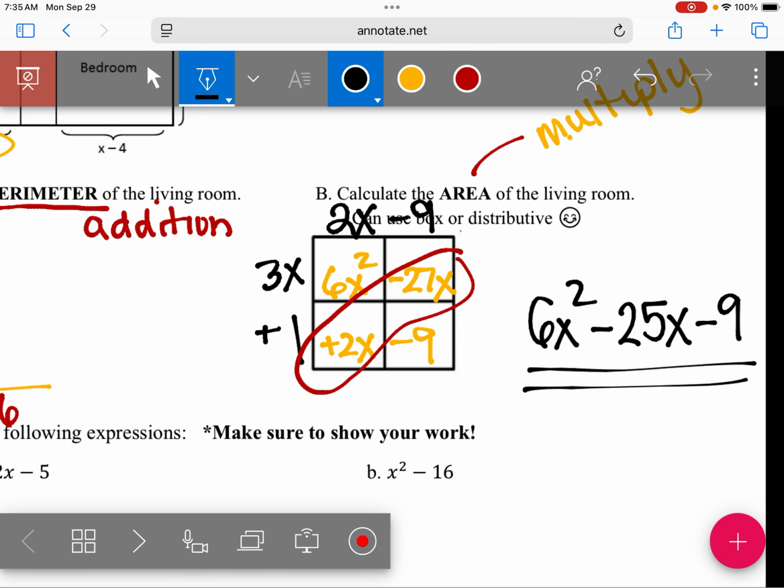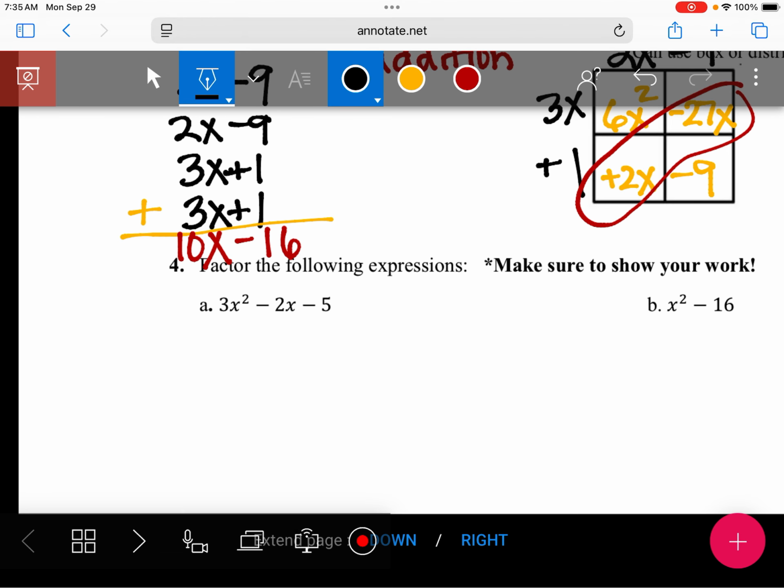So you will have at least one perimeter and at least one area. Any questions about perimeter or area, how to find them? Okay, factoring will never go away.